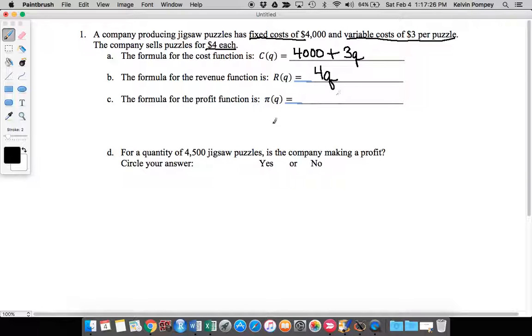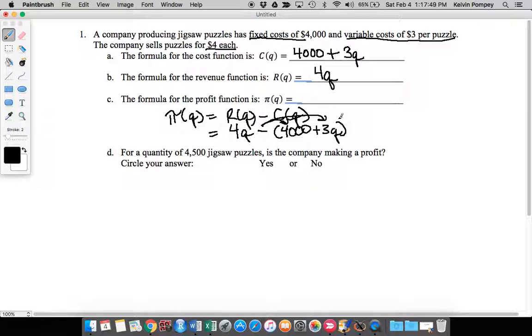Pi of Q is our profit function. Remember, we have this equation that profit equals the revenue of a situation minus the cost. And so I have my revenue as 4Q and my cost as 4,000 plus 3Q. Remember, we have to distribute the negative to both the 4,000 and the 3Q. When I simplify that, 4Q minus 3Q is just 1Q, so I'm just going to write Q, and then I have a minus 4,000. And that is what I have for my profit function.